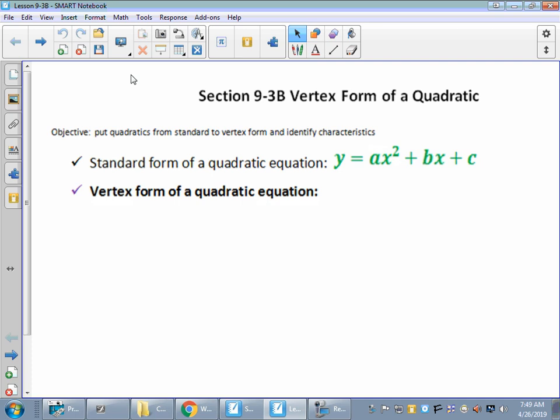And we kind of discovered that there's another form in our project that we did, and that's the objective today: we're going to take quadratics from standard form and put them in vertex form and identify the characteristics of that. That's the objective of this section. So vertex form is in this form: y equals a times (x minus h) squared plus k, so a little bit different. And we've got a couple different variables, and we'll explain what those are going forward.